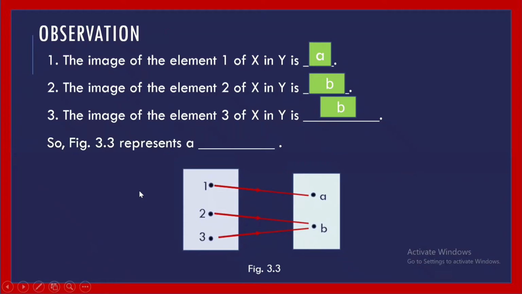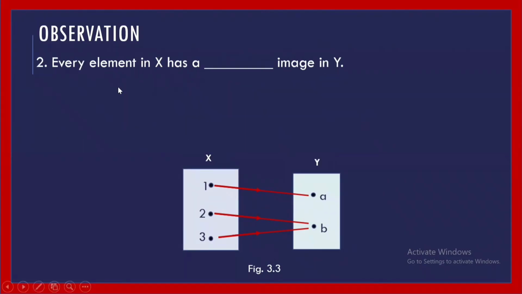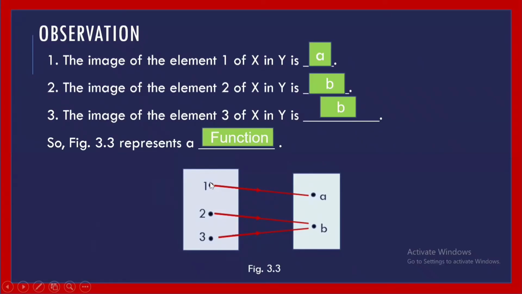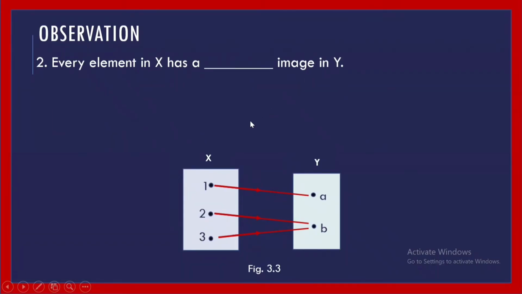So what does figure 3.3 represent? Is it representing a function or not? See here, every element in this set X has an image in set Y. So therefore, it is a function. So function is established. Now I'll try to find out what kind of function it is. Every element in X has a dash image in Y. See here, every element in this set X has a unique image in Y.